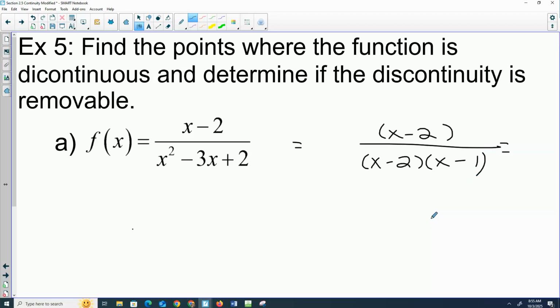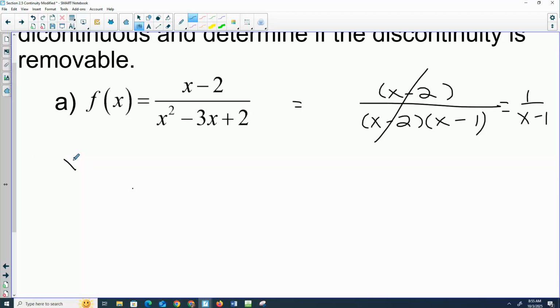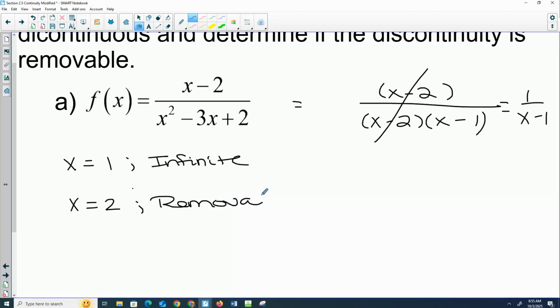All right, now what happens? Okay, so when is this graph discontinuous? Tell me the type. At x equals 1, what type is that? That's the infinite, because we will have a vertical asymptote there. What about at x equals 2? Removable, that's like an open circle.